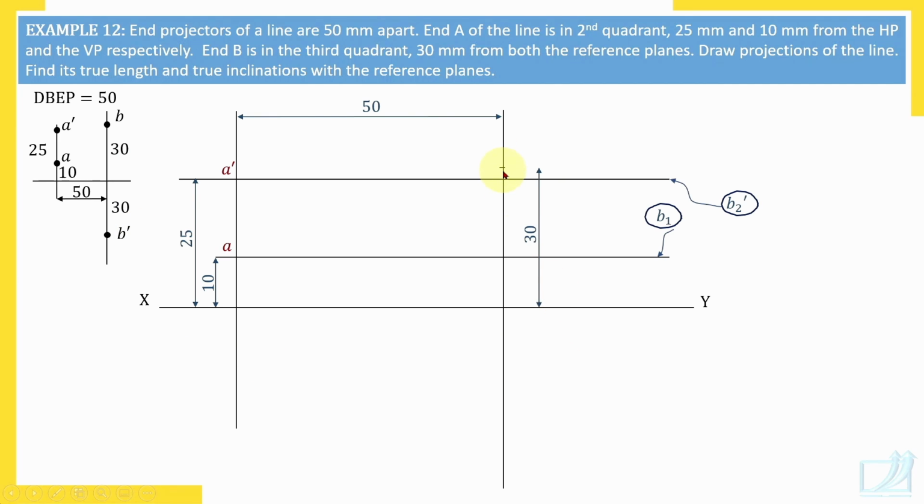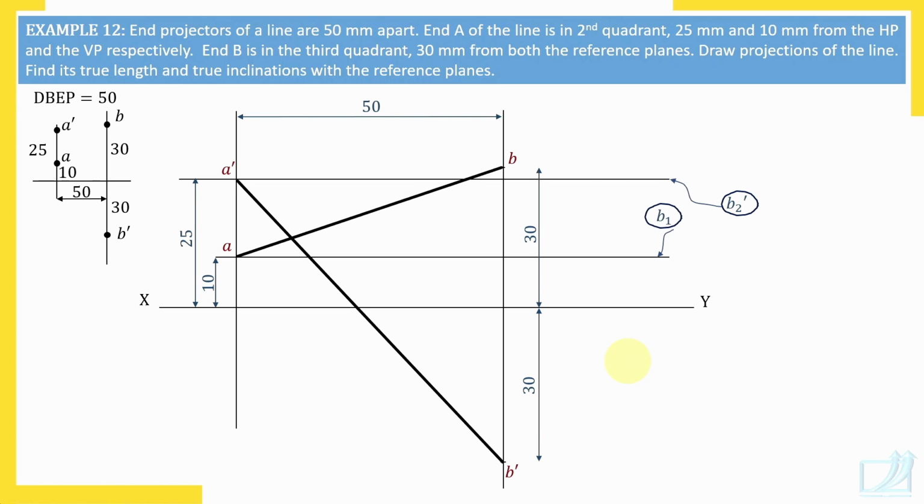But the top view is above, because point B is in the third quadrant. So here it is B dash. Now join A dash B dash. This is the front view. And join AB, and this is the top view. So the projections of the line are completed. You are asked to draw projections of the line. So without any extra construction, from the data itself, we got AB top view and A dash B dash front view. Then is it a complete drawing?